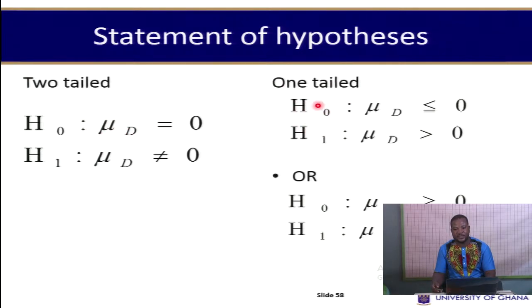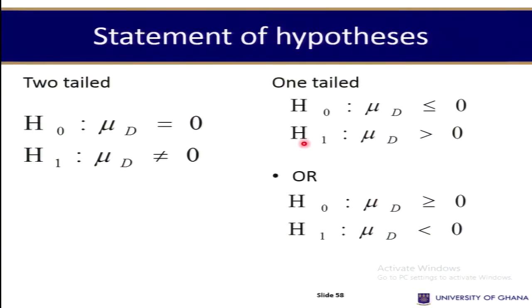And then when we are dealing with one tail, depending on where we expect the difference to be, whether we expect the mean of the first scores to be bigger, or we expect the mean of the second scores to be bigger, will determine whether we state it this way or that way. So here, where we are expecting the mean difference to be bigger, our H1 states that the mean difference will be greater than 0. And then the H0 will state that the mean difference will be less than or equal to 0.